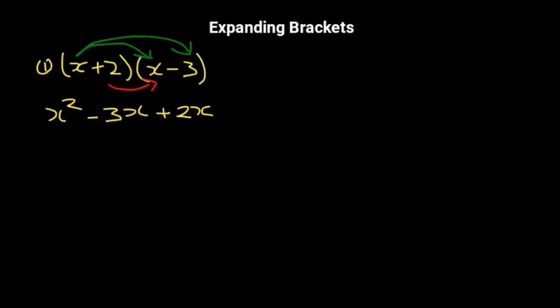And now we're going to multiply our 2 by negative 3 and we'll have, we know a negative multiplied by a positive would equal to a negative, and 3 multiplied by 2 is equal to 6, so negative 6. We're now going to simplify this.